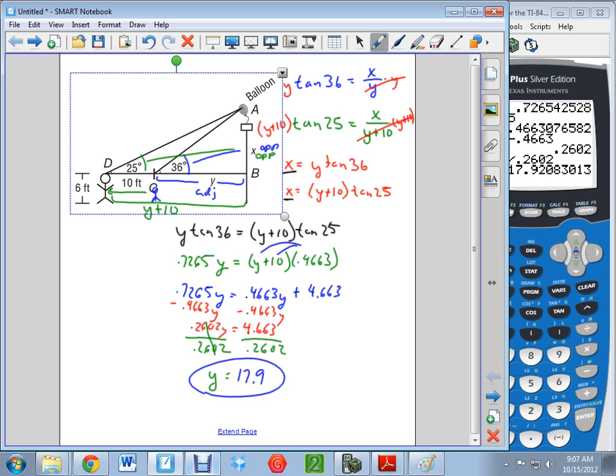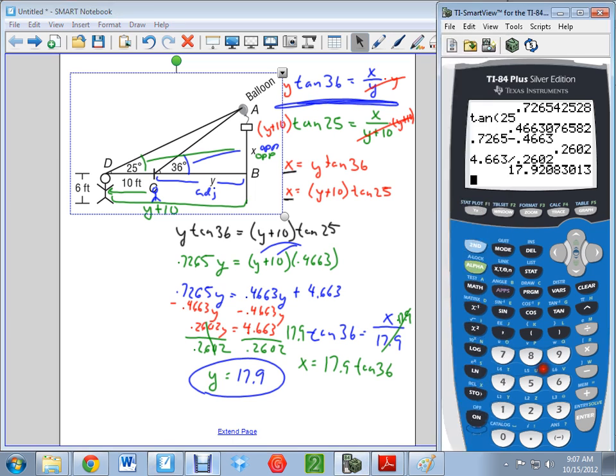All right, well, now that's not exactly what I'm looking for. I'm looking for the height of the balloon, how high it is at that time. So what I'm going to have to do is pick one of the original equations up here and plug the 17.9 back in for y. So I'm going to go ahead and pick the top equation just because I think it's a little bit easier. So I'm going to say tangent of 36 is equal to x over, and then y is 17.9. This is a very easy equation to solve by simply multiplying both sides by 17.9. We would have that x is equal to 17.9 times the tangent of 36, whatever that is.